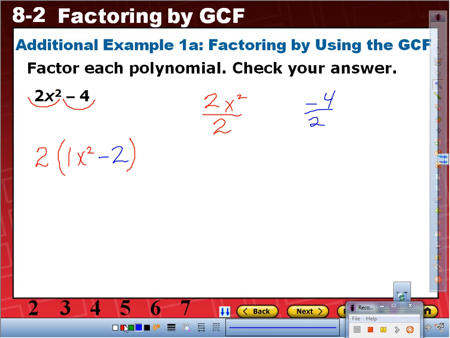To check it, all we have to do is, what's the inverse of division? Multiplication, which is distributive property. So what is 2 times 1x squared? 2x squared. What is 2 times negative 2? Negative 4. Copy that, please.